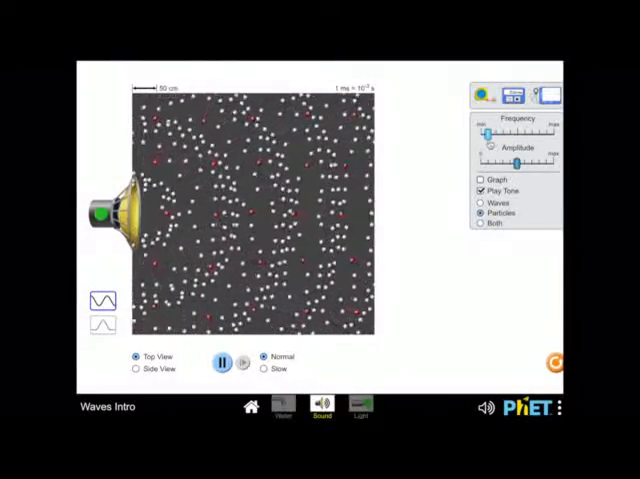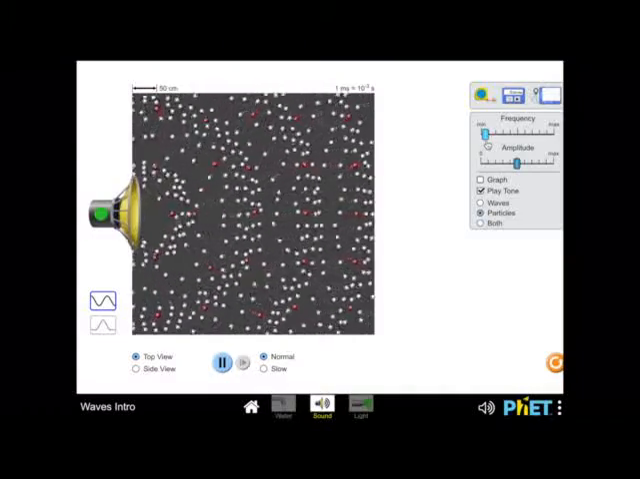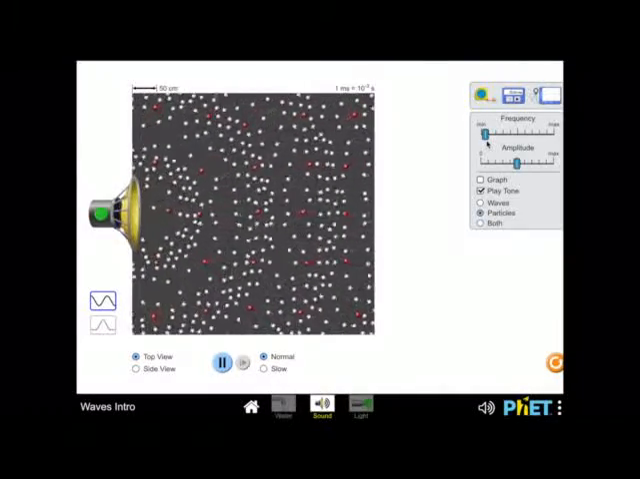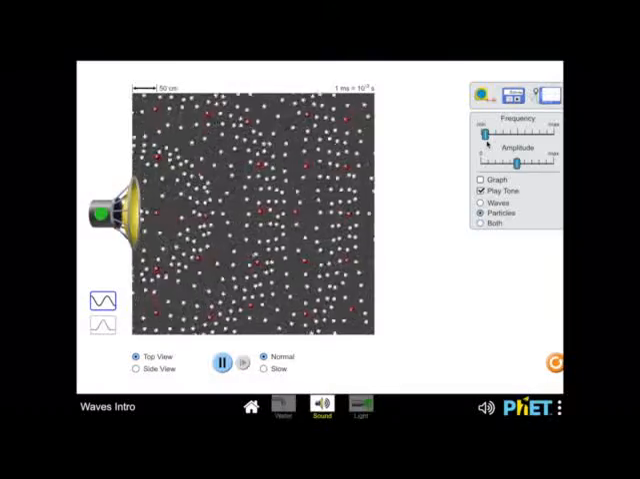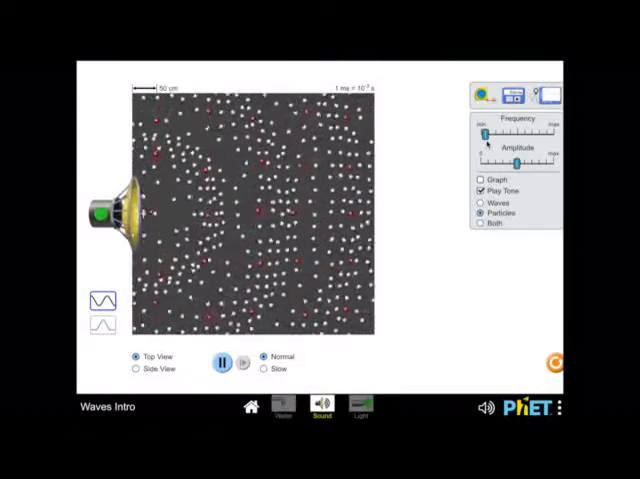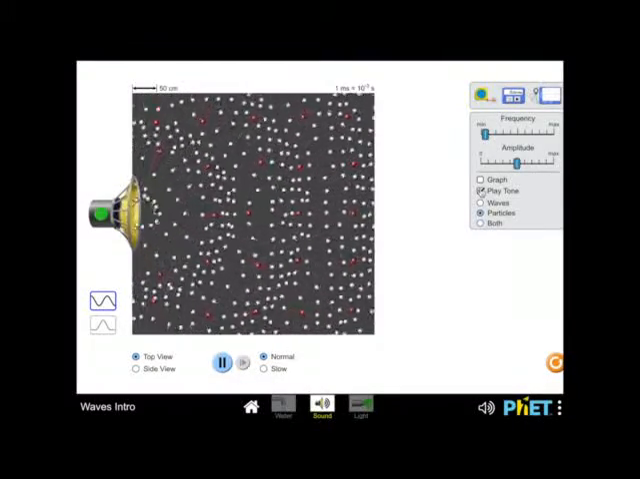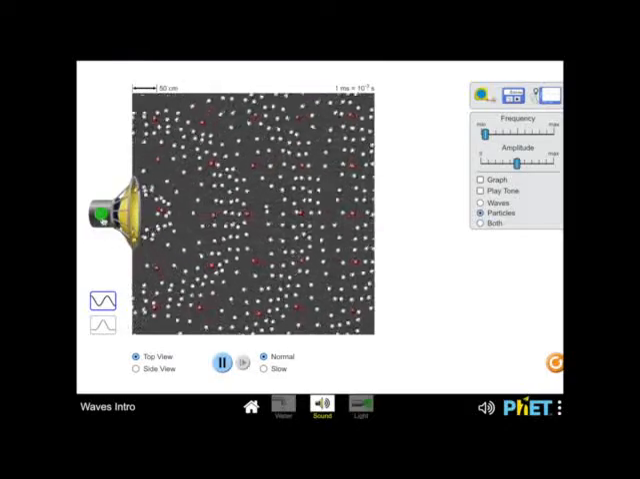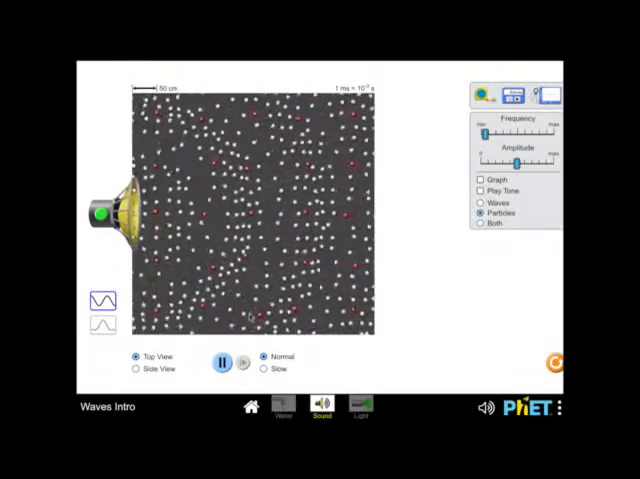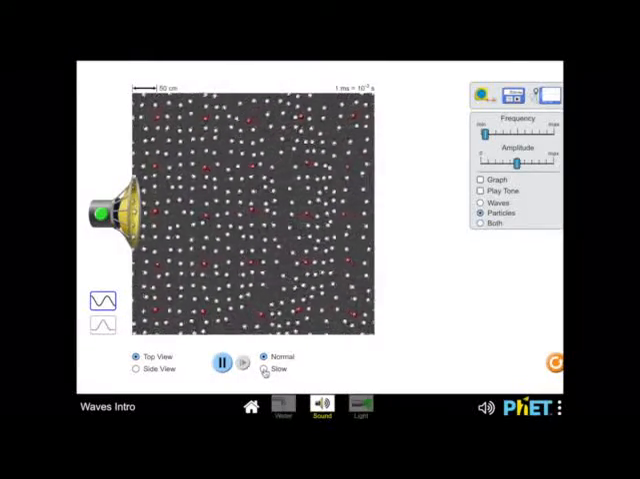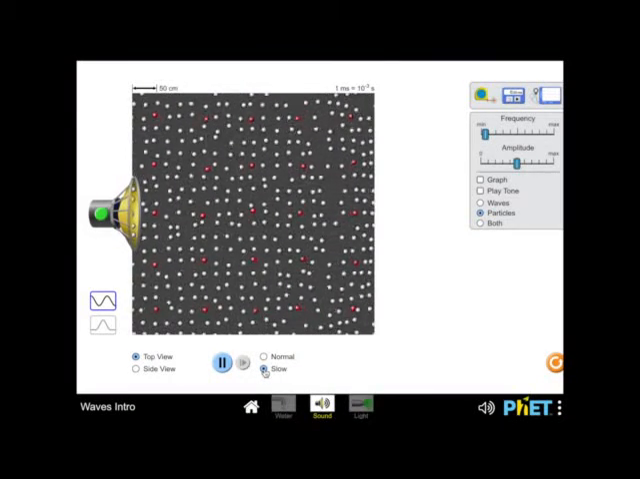The speed of the wave is determined by the medium, and so if the frequency gets higher, then that means that the wavelength gets lower, and vice versa. If the wavelength gets higher, then the frequency gets lower. So speed is equal to frequency times wavelength for any given medium.